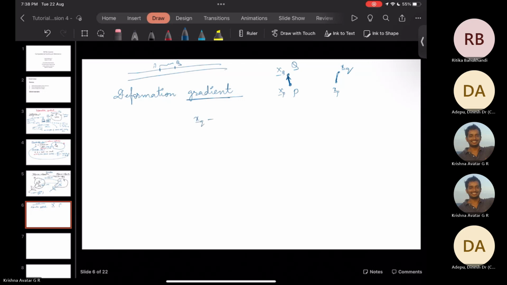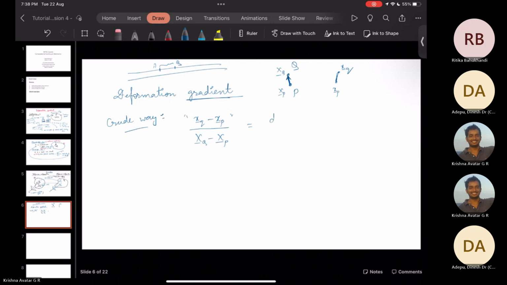So what the deformation gradient does is it tries to give us x_q minus x_p vector. I'm using a very crude way of saying this, not mathematically rigorous: how does x_q minus x_p vary with respect to capital X_q minus capital X_P. So this is what the deformation gradient is, loosely speaking.